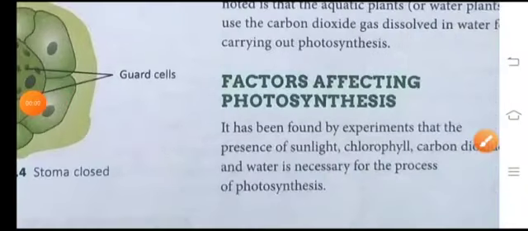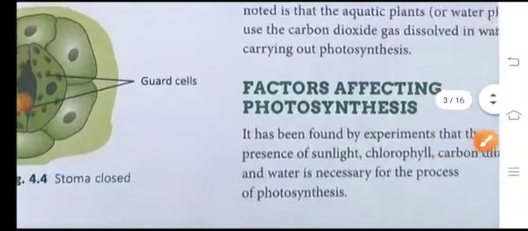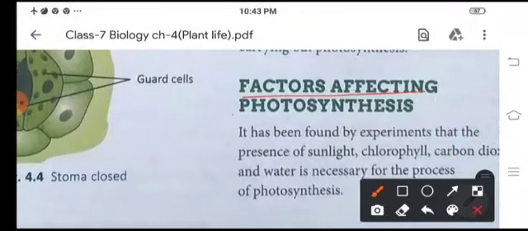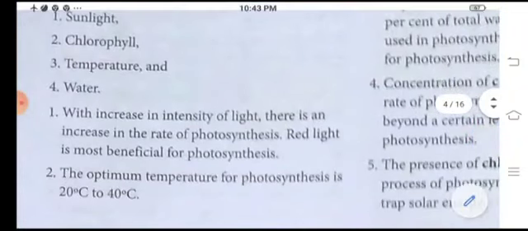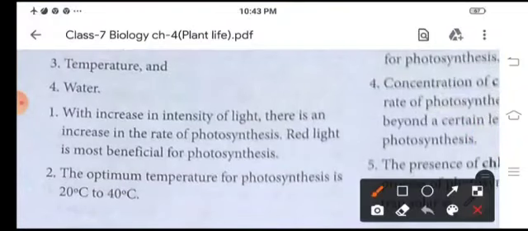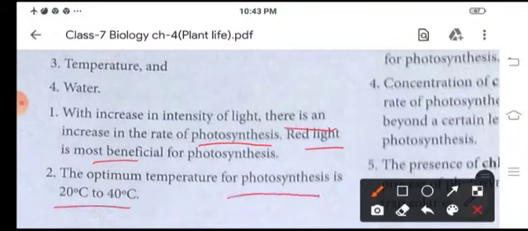Okay. Now come to factors affecting photosynthesis. Children, through many experiments, we came to know that the presence of sunlight, chlorophyll, carbon dioxide and water are necessary for the process of photosynthesis. So with an increase in the intensity of light, there will be an increase in the rate of photosynthesis. Red light is most beneficial for the photosynthesis process. And for photosynthesis, the optimum temperature required is 20 to 40 degrees.